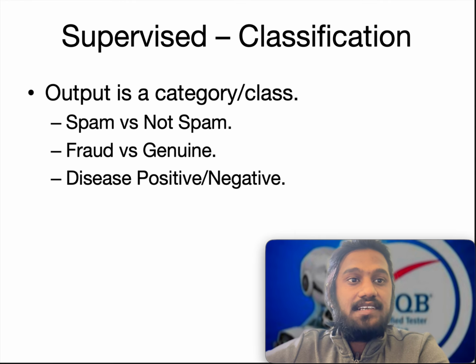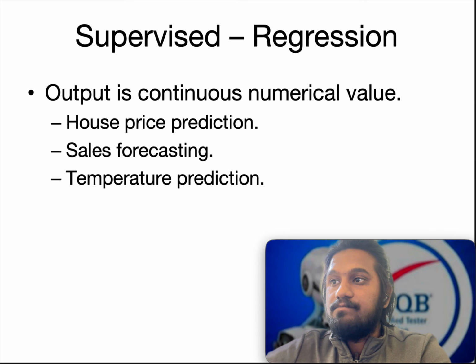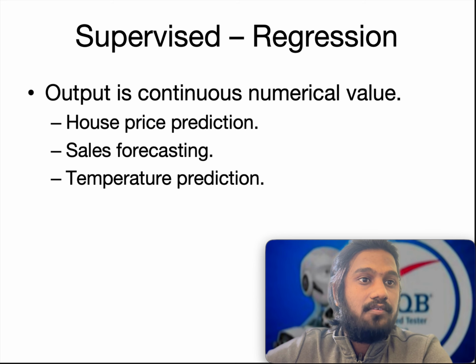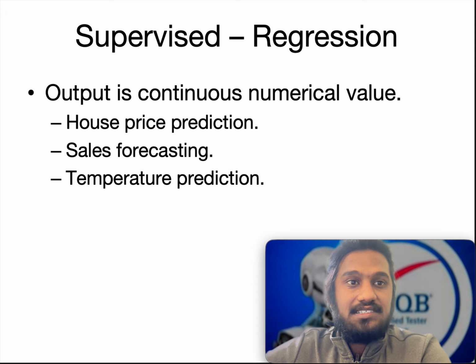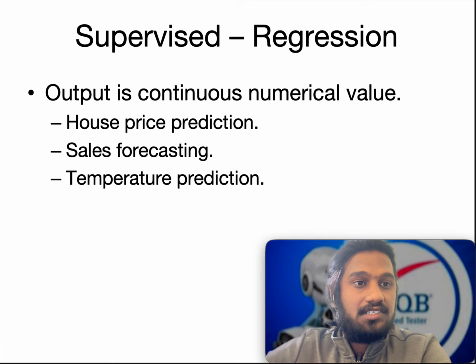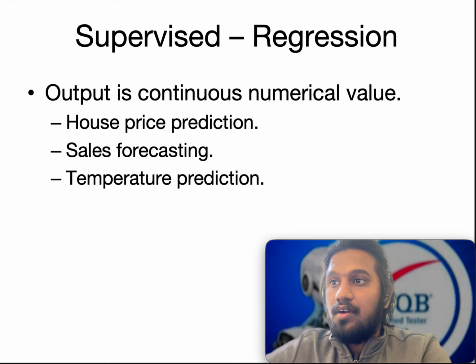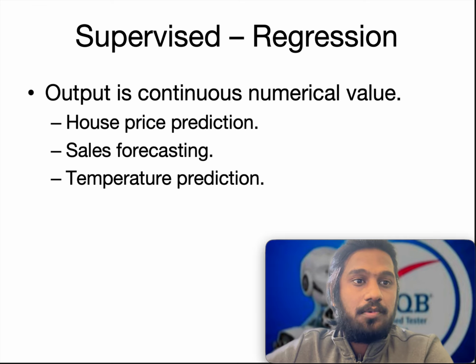And now let's look at regression, and how it is different. Here the output is a continuous numerical value, for example house price prediction, sales forecasting, or temperature prediction. If the output is a number, then it is regression. Okay, so that's all about supervised learning.